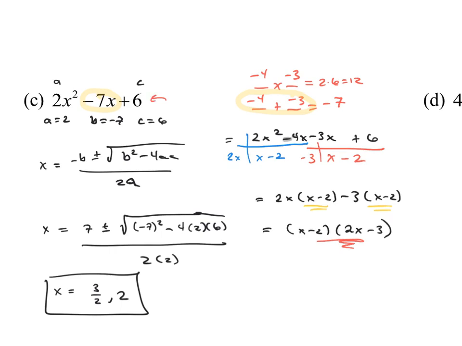Give it a try. X times 2x is 2x squared. Then I'd have a -3x. I'd have a -4x, which is my -7x, and I'd have plus 6. So indeed, I did factor this properly.